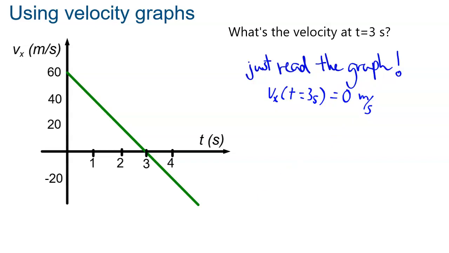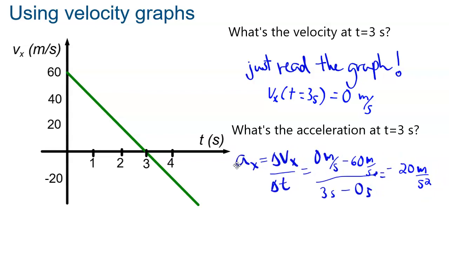What if I ask you what's the acceleration at t equals 3 seconds? Well, finding the acceleration on the velocity versus time graph, we know that the acceleration is the change in velocity over time. So this is once again just the slope. So we can take our change in velocity and the change in time, and we get, not surprisingly, the same number as before, but this time it's an acceleration instead of a velocity. So we can conclude that on a velocity versus time graph, the slope will give you the acceleration of the object.